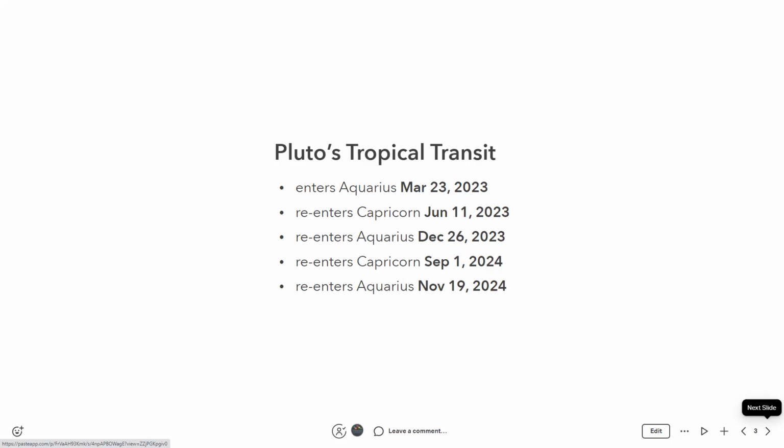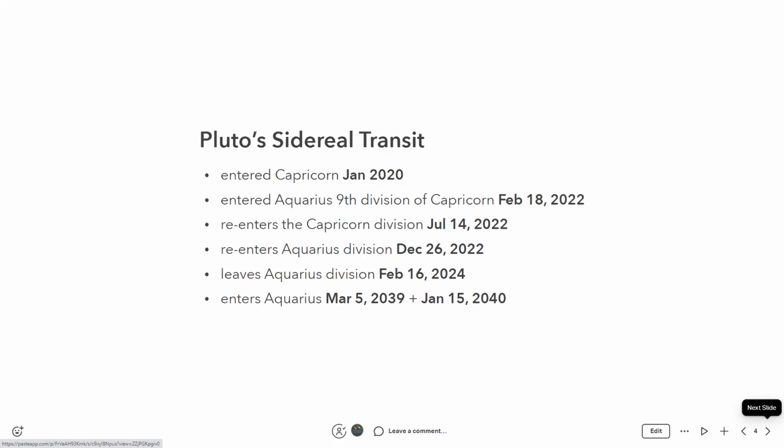So they're the tropical transits of Pluto. The sidereal transit, though, is again subtracting 24 degrees at present, which is what most people do using a certain calculation. You take 24 degrees from the tropical and you get your sidereal, and therefore Pluto has just entered Capricorn since January 2020 and will remain here until 2040, when it will move into Aquarius.